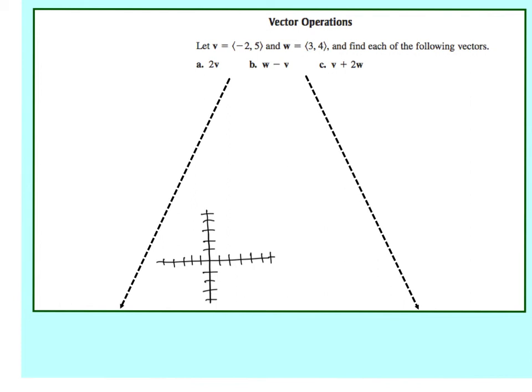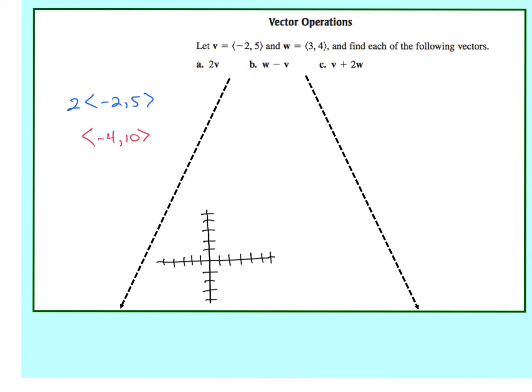So on this first one, I have 2 times vector v. And all we're going to do is 2 times the vector, -2, 5. And so we're just going to use that distributive property. So guess what I would have for 2 times the vector of v? -4, 10. All right. Doesn't that make sense? If I double it, I'm going to go double. All right. Let's look at part B.